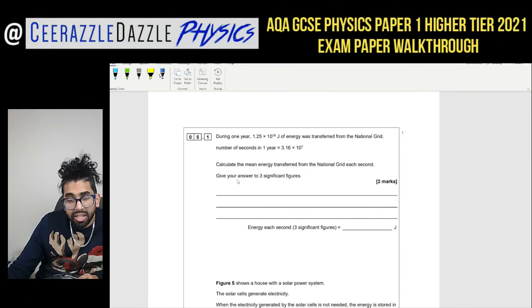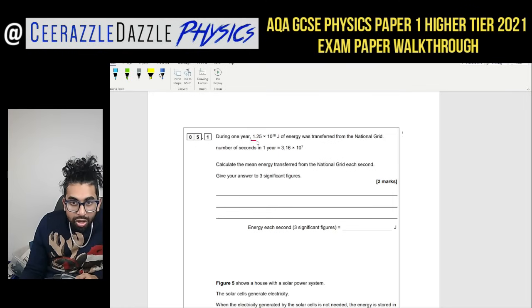5.1. During 1 year, 1.25 times 10 to the power 18 joules of energy was transferred from the national grid. The number of seconds in 1 year is 3.16 times 10 to the power 7. Calculate the mean energy transferred to the national grid each second. So how are we going to do this one?